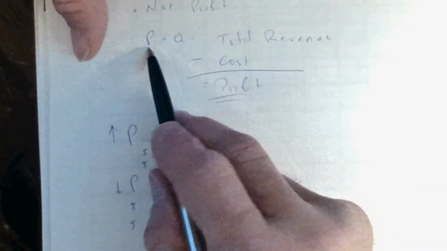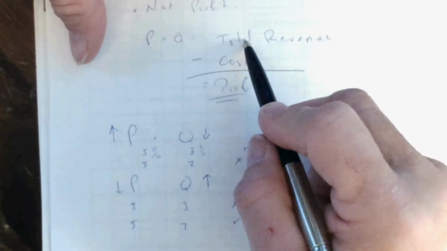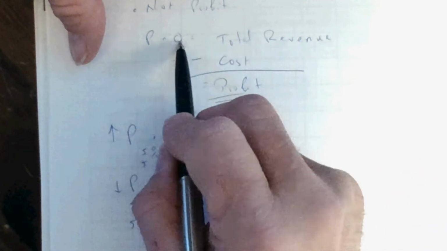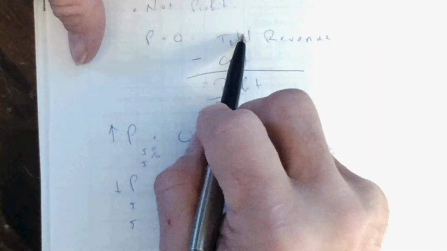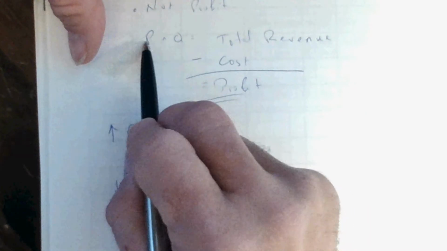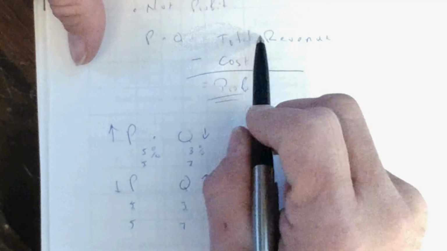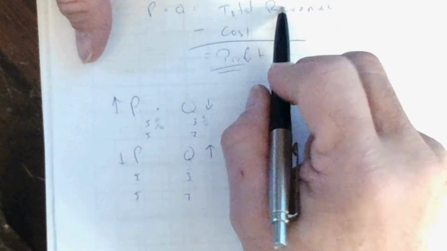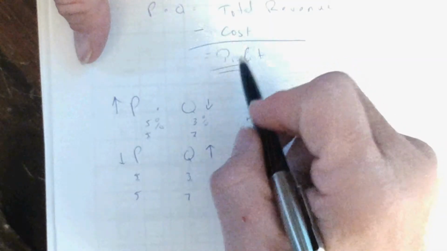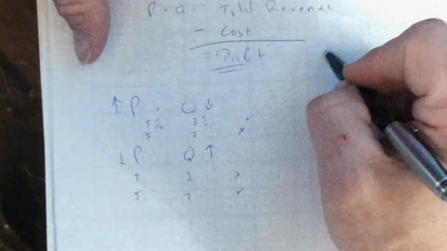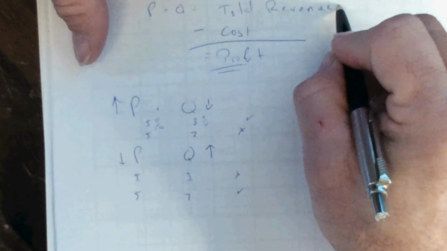Total revenue is price times quantity equals total revenue. If you buy one Happy Meal for $5, $5 is in the cash register. If you buy two Happy Meals for $5, $10 in the cash register. That's total revenue. Total revenue, also known as sales, minus cost equals profit. So we're not focusing on cost here, we're focusing on total revenue for this application.